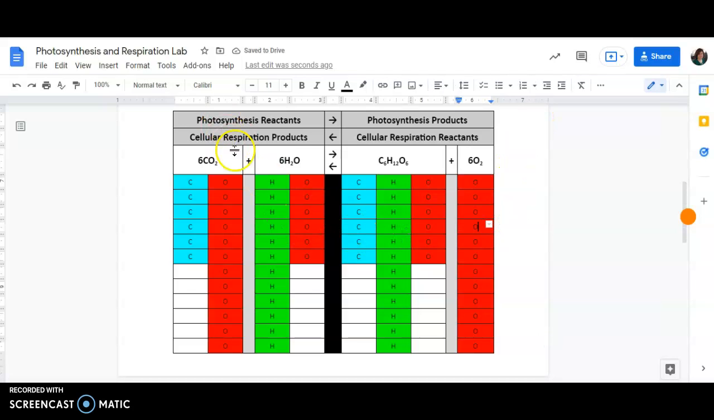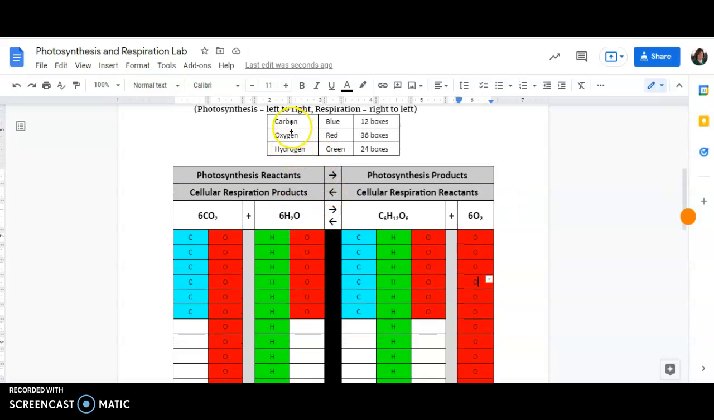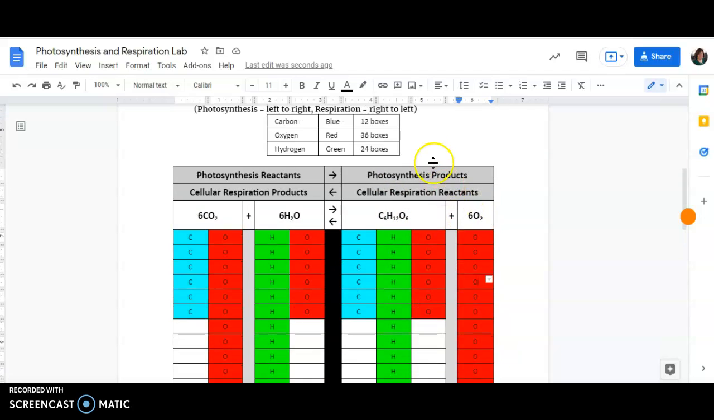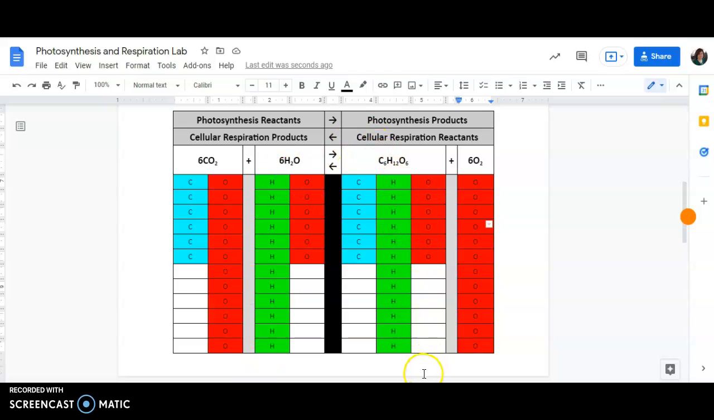What I notice here is I have very similar patterns on each side. If I count them up, according to my key, I should have 12 boxes of blue carbon. There's 6 here, and there's 6 here on the other side of the arrows and black bar. So that matches up. I should have 36 oxygen. 12 and 6 is 18, and over here 6 and 12 gives me 18. I'm good. 18 and 18 is going to be 36. That's correct. And I should have 24 total hydrogens, 12 on this side, 12 on this side, 24 total. Again, I've got literally the same thing on each side. So there's my law of conservation of mass.